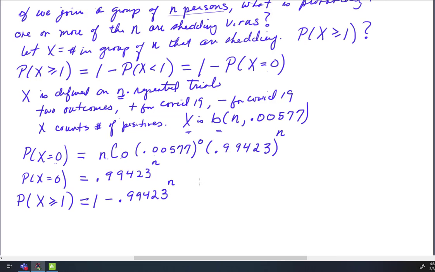Now, how big would that crowd have to be? How large before the probability is significant?